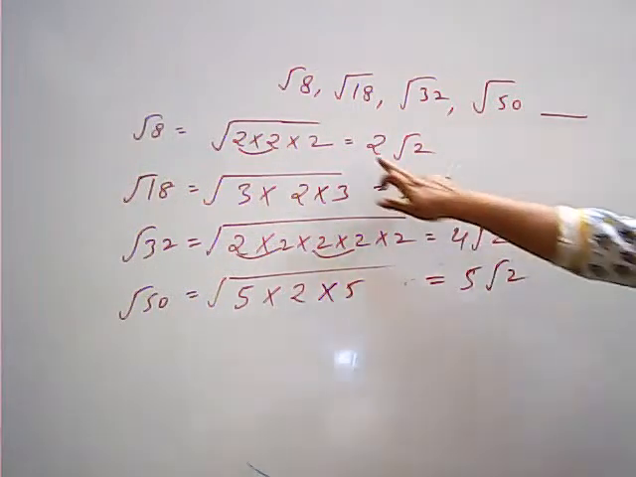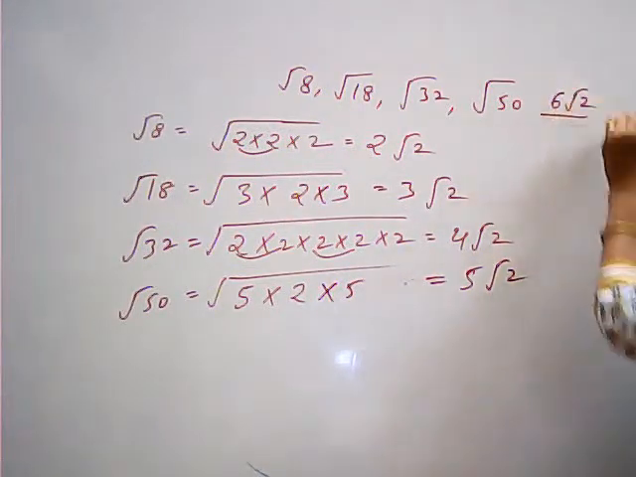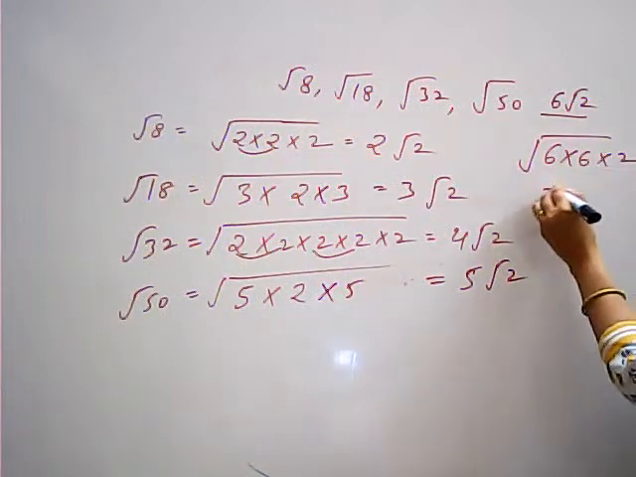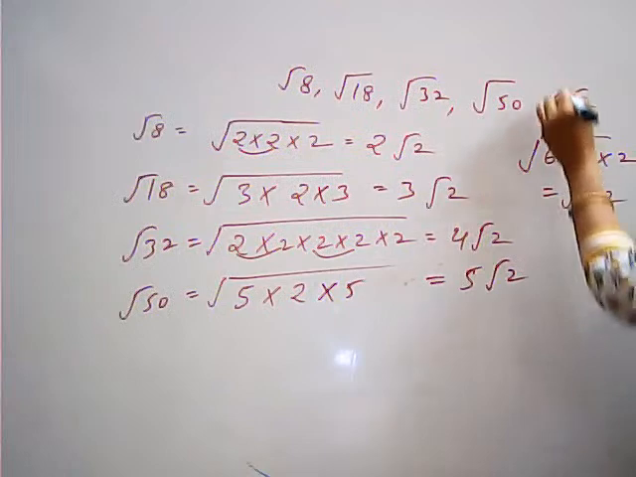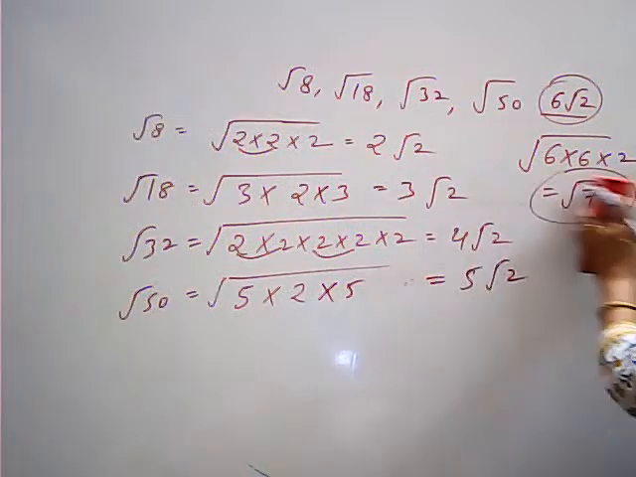So in a similar way 2, 3, 4, 5. So your next term should be 6 under root 2. So you can also write 6 into 6 into 2, which is equal to under root 72. So this answer is also correct, and under root 72 is also the correct answer. Yes, correct one. So under root 2 is the difference between all these numbers. Okay. Next.